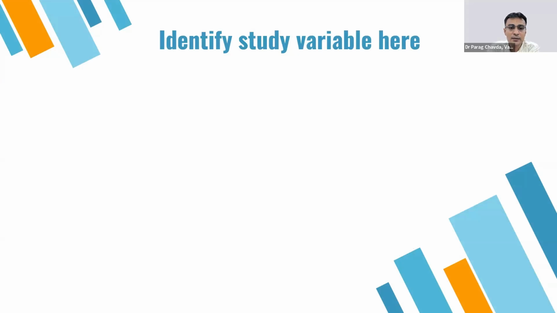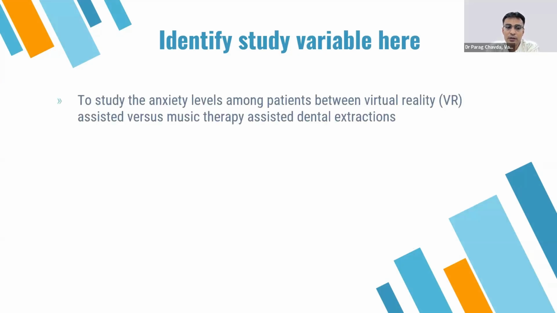So let us go to the next slide. The task here is to identify the study variable in this description of the study objective. So this is the first study objective. You can read it and either unmute and respond, or respond on the chat.